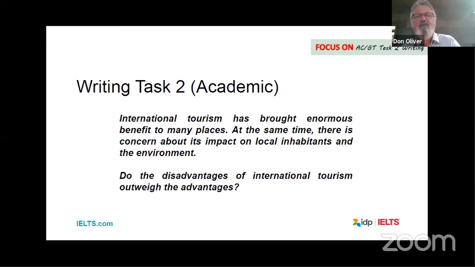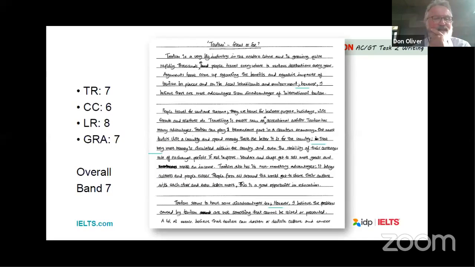It's a little bit complicated because we're talking about something that we understand, international tourism, but then we're asked to discuss its benefits and we're asked to discuss its impact, not just on the local inhabitants, but also on the environment. Now here we have something that is quite difficult, but task 2 writing is quite difficult. We have to do the same as we did before, and that is to analyze the task. Now, what we're going to do is we're going to look at someone who has addressed this task.